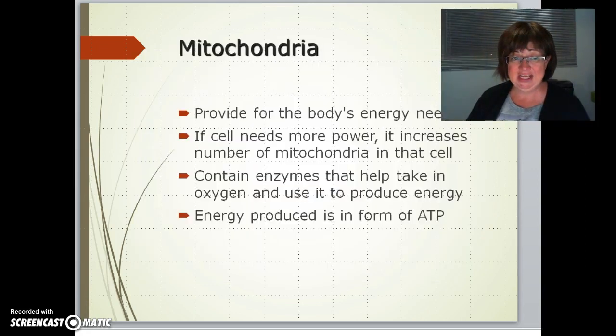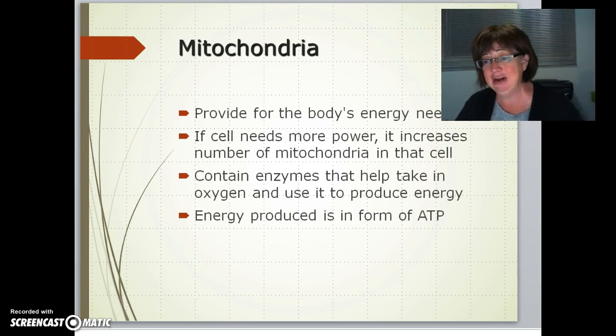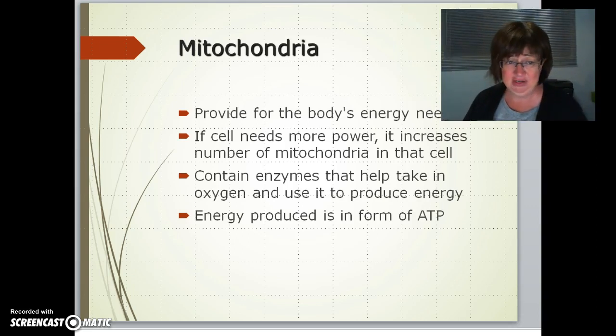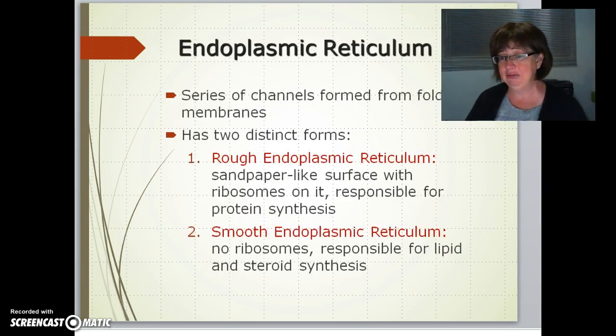Good. Next, you have the mitochondria. The mitochondria is the powerhouse of the living cell. If a cell needs more power, there will be a large number of mitochondria in it. An example is a cell that makes enzymes. It will have a large amount of mitochondria in it because it needs a lot of energy. So the mitochondria is the powerhouse.